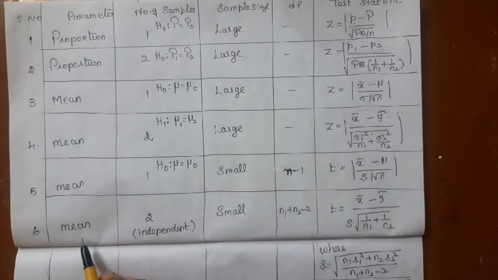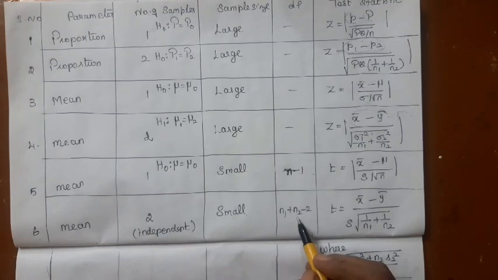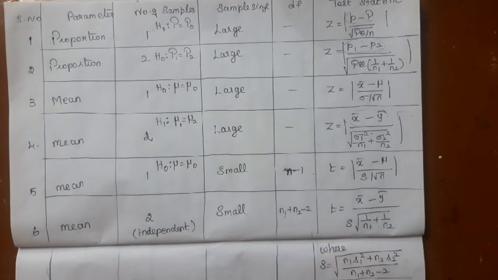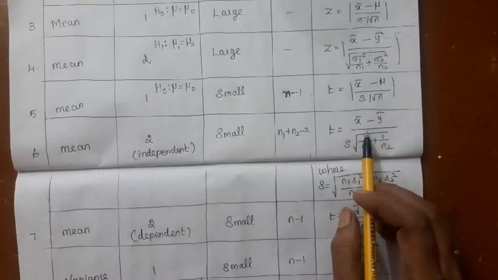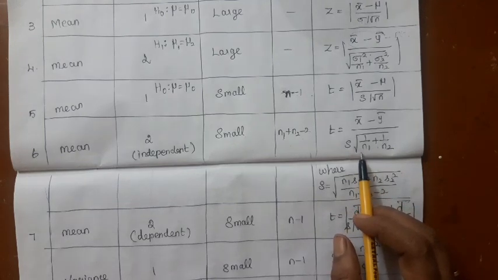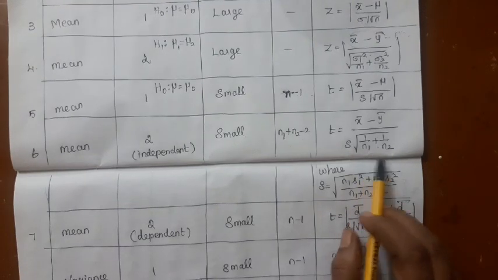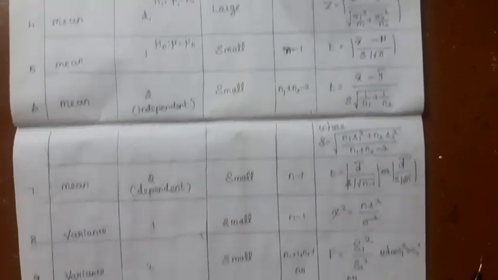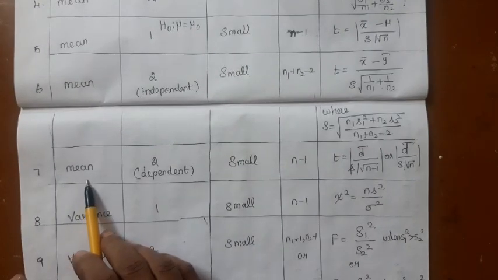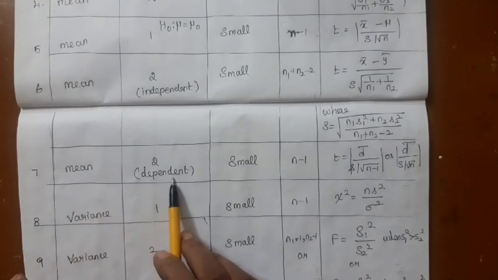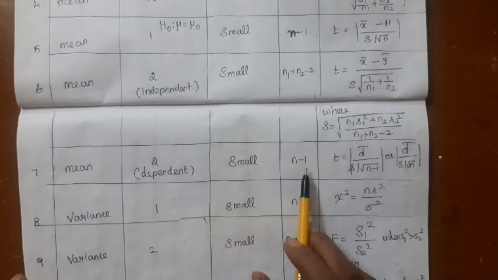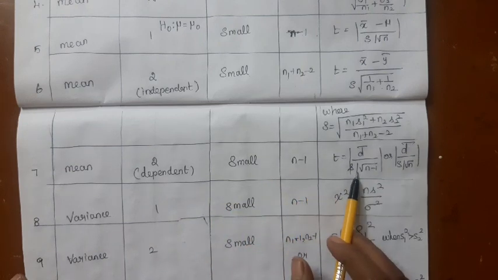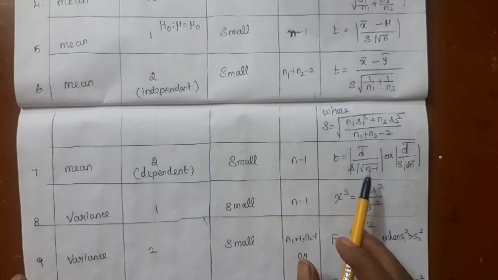Okay. And when the problem is to compare the means based on two independent samples, right? Two independent small samples, the test statistic is t equal to x bar minus y bar divided by s into square root of 1 by n1 plus 1 by n2. And this is called the pooled t test. When you are testing based on two dependent samples of small size, the degrees of freedom is n minus 1, and you use this paired t test.